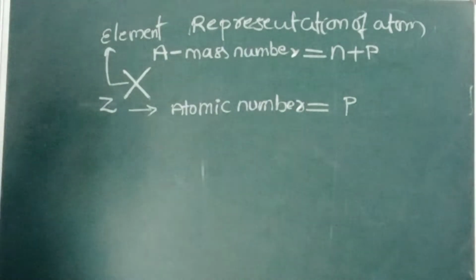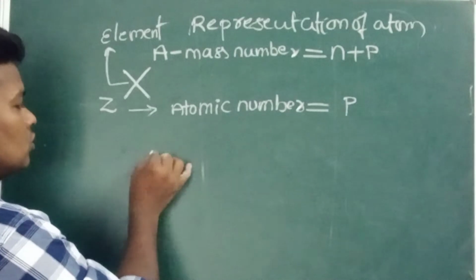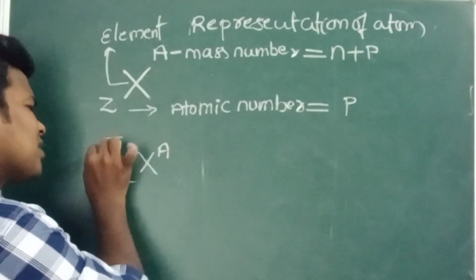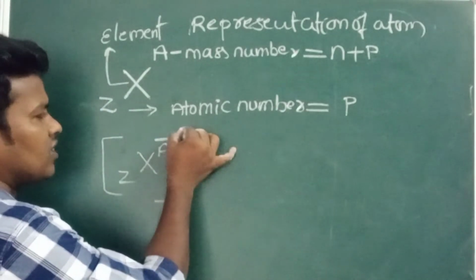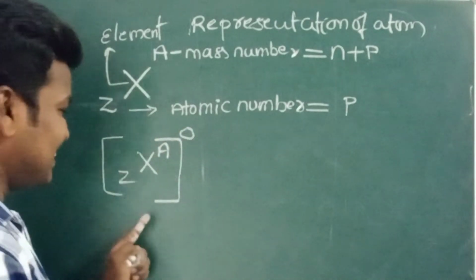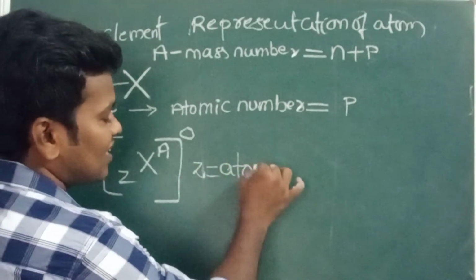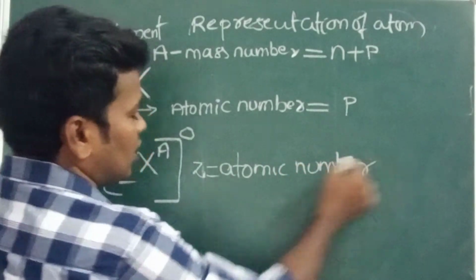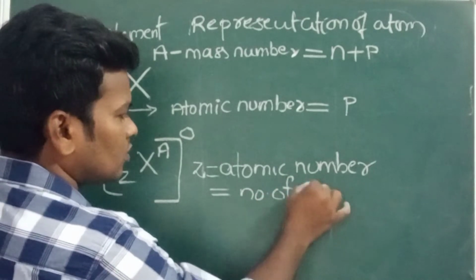Okay. Now consider the case of a neutral atom, X with Z and A. A neutral atom means the atom doesn't have any charge, for example, the charge is 0. In this case, what do we call Z? We call Z the atomic number. So the atomic number is equal to the number of protons.